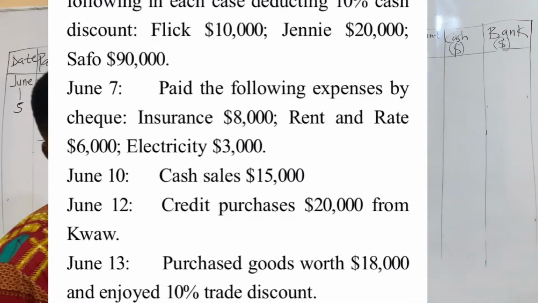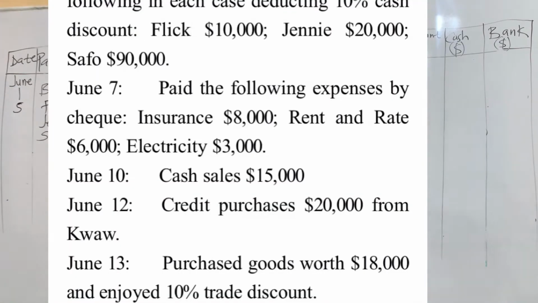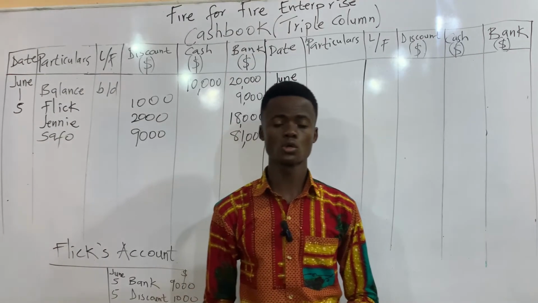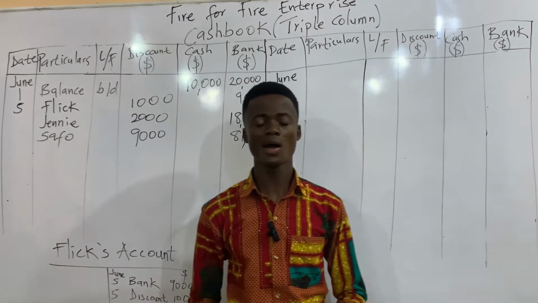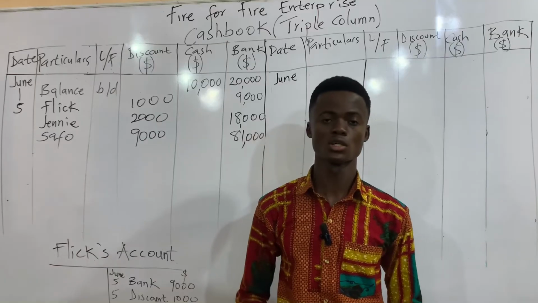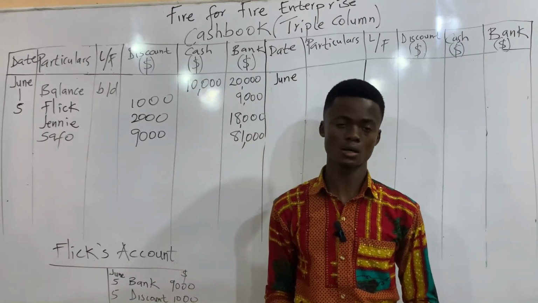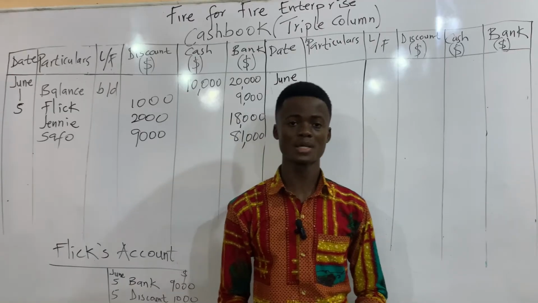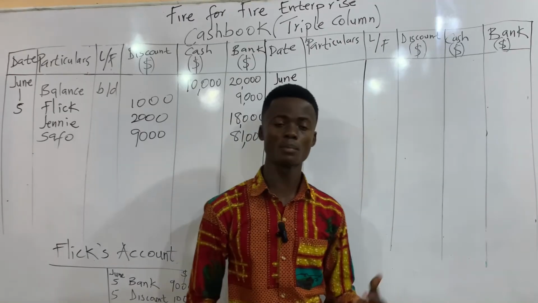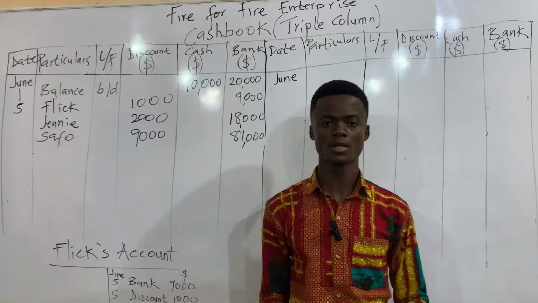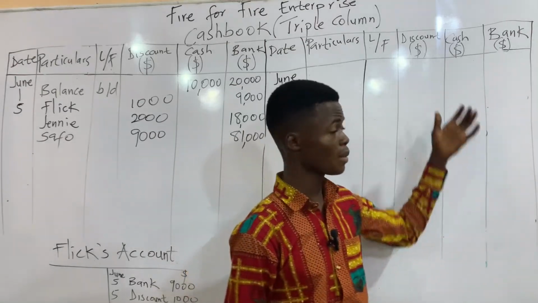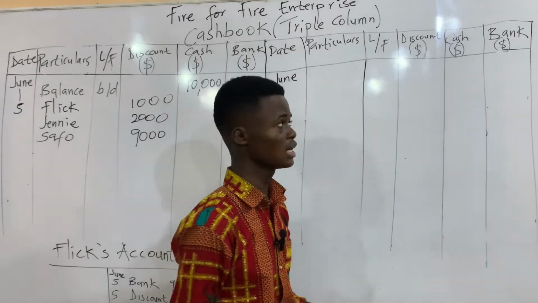So the next transaction also says that on June 7th, pay the following expenses by check: insurance $8,000, rent and rates $6,000, and electricity $3,000. So this transaction also means that we took amount from our bank account to pay for our expenses. So here, the accounts that are involved is the bank account and then the expenses account. Since we paid for the expenses, then it means we need to look at the payment side or the credit side of the Cashbook, and then we will credit the bank column of our Cashbook with these expenses.